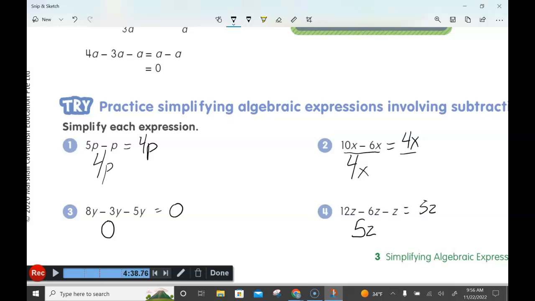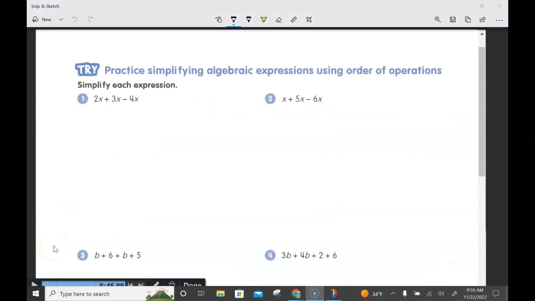Now if I were to do 6z, for example, that means this would not be equivalent, because the left side and the right side of that equation would not equal itself. Now we're going to take a look at practicing simplifying algebraic expressions using order of operations.